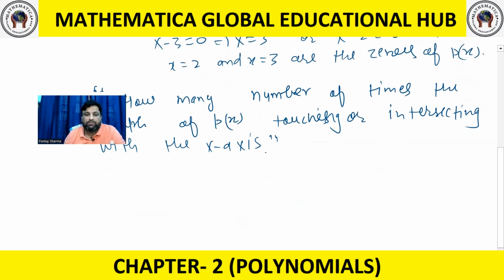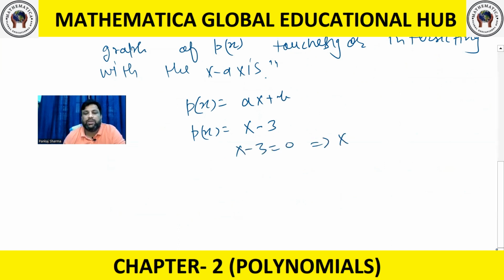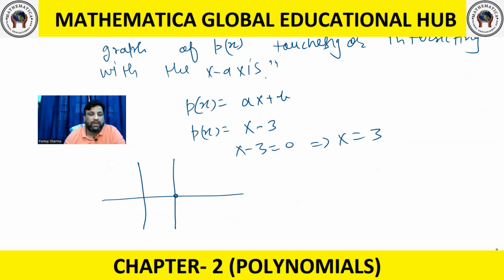Here I want to give you an example. Suppose a linear polynomial of the form ax plus b is given. I am taking the example p(x) equals x minus 3. For this polynomial, x minus 3 equals 0, so x equals 3. If I draw the graph, x equals 3 is a line, suppose this is 1, this is 2, and this is 3. This is a line parallel to the y-axis. Here this line intersects the x-axis how many times? Once. So the number of zeros will be 1.